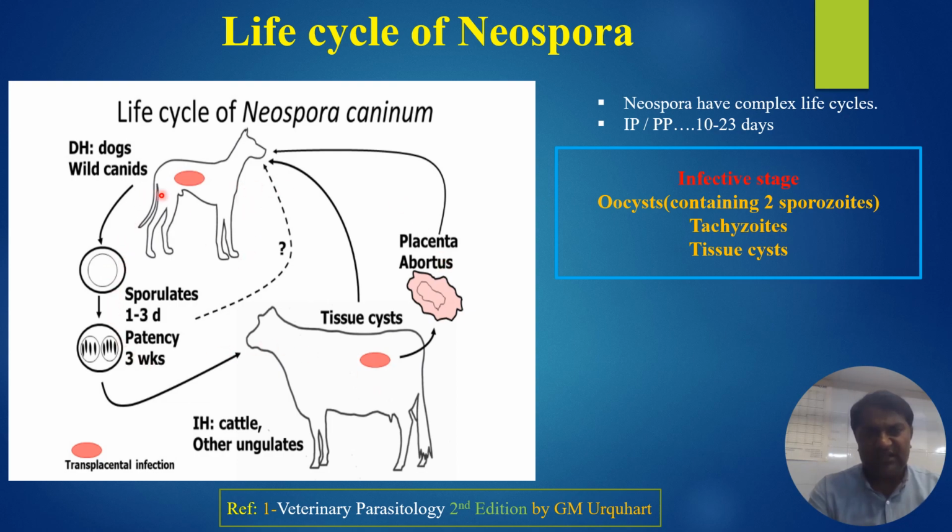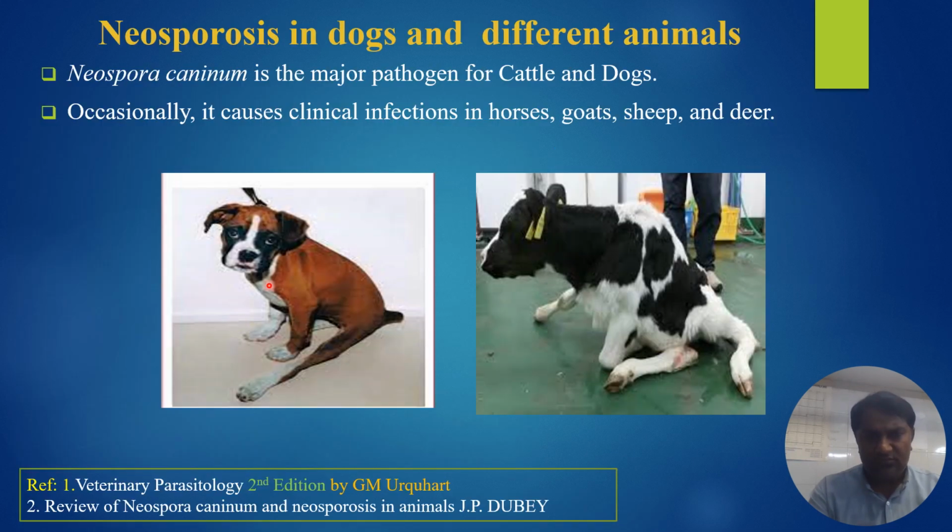So it means that the sporulated oocyst is eaten by the cattle, which is the intermediate host, and the placenta or tissue cyst is eaten by the dog and other canids, who get the infection of Neospora. So neosporosis in dogs and different animals. Neospora caninum is the major pathogen for cattle and dogs. Occasionally it causes clinical infection in horses, goats, sheep, and deer.